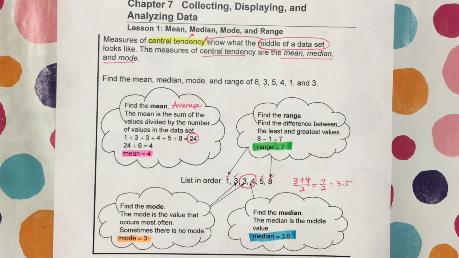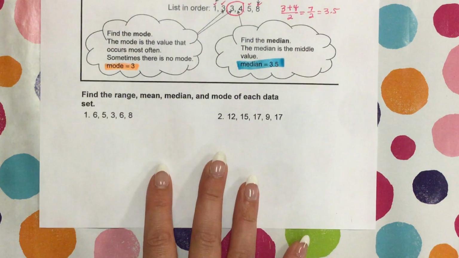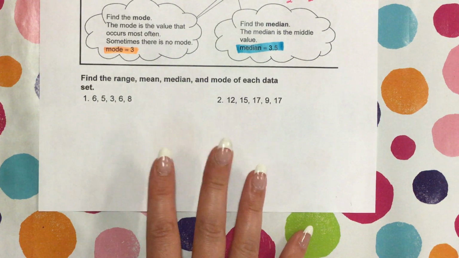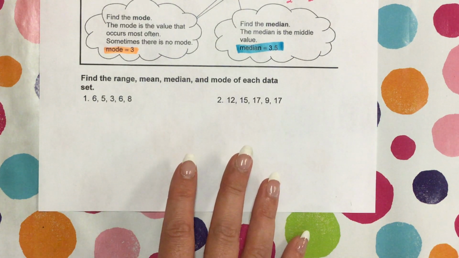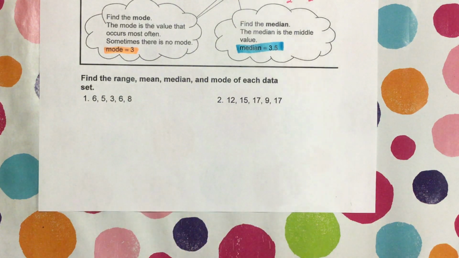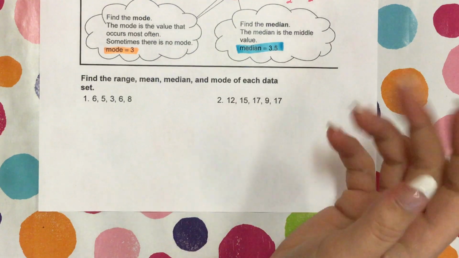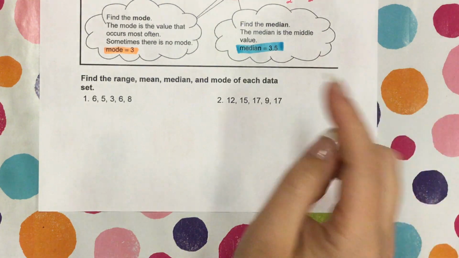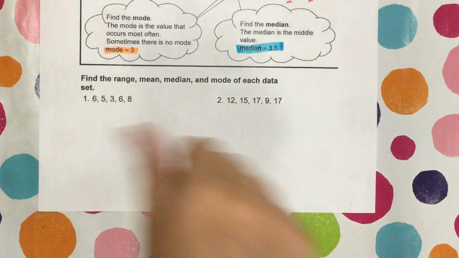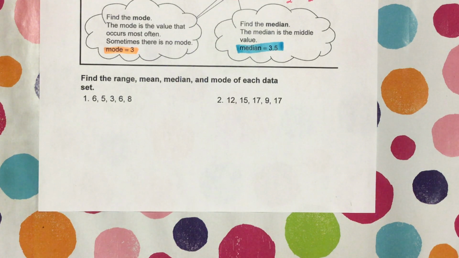There you go. We're going to go ahead and practice this. We are going to find the range, the median, the mean, and the mode for each data set. Let's first just list them in order. That sounds like a great step.